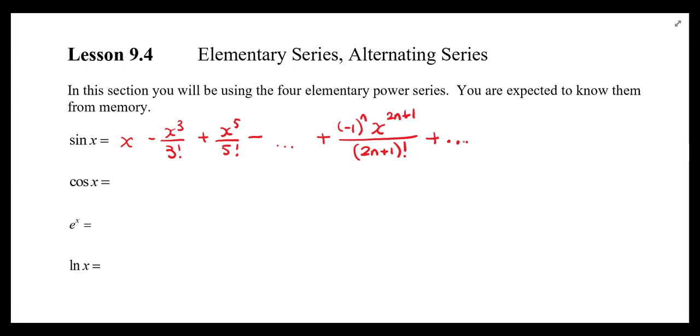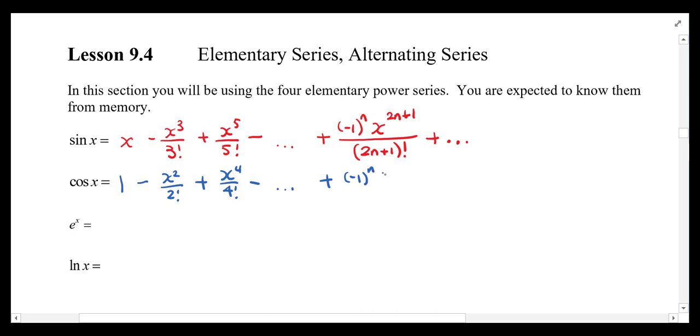We also did cosine x, and that one was very similar to sine, except it was starting with 1. And then now we're also subtracting, so x squared over 2 factorial. Then we're adding x to the power of 4 over 4 factorial, then subtracting, and so on. And here we have the general term of negative 1 to the n, just x to the power of 2n, because all of our exponents are even, and we're dividing by 2n all in the factorial. And then don't forget plus dot dot dot.